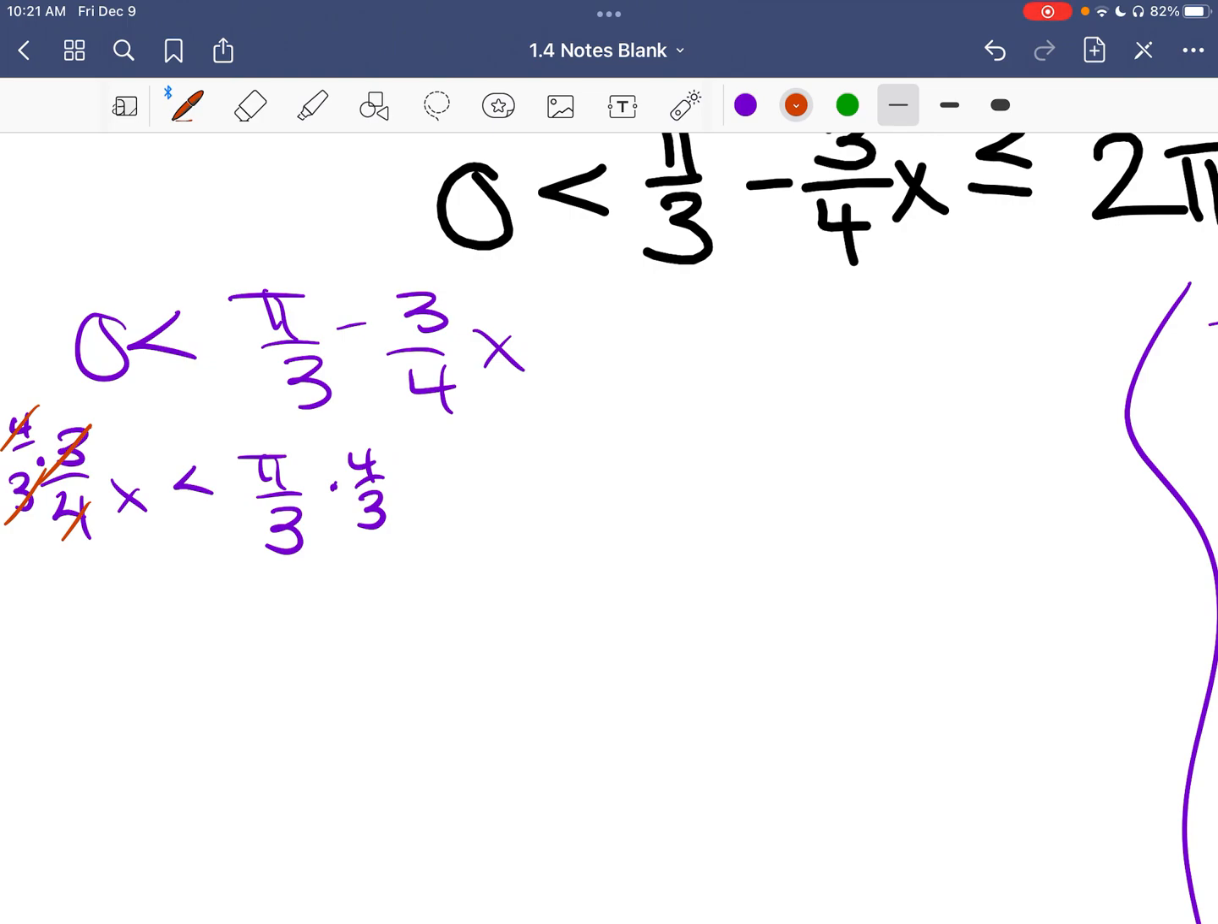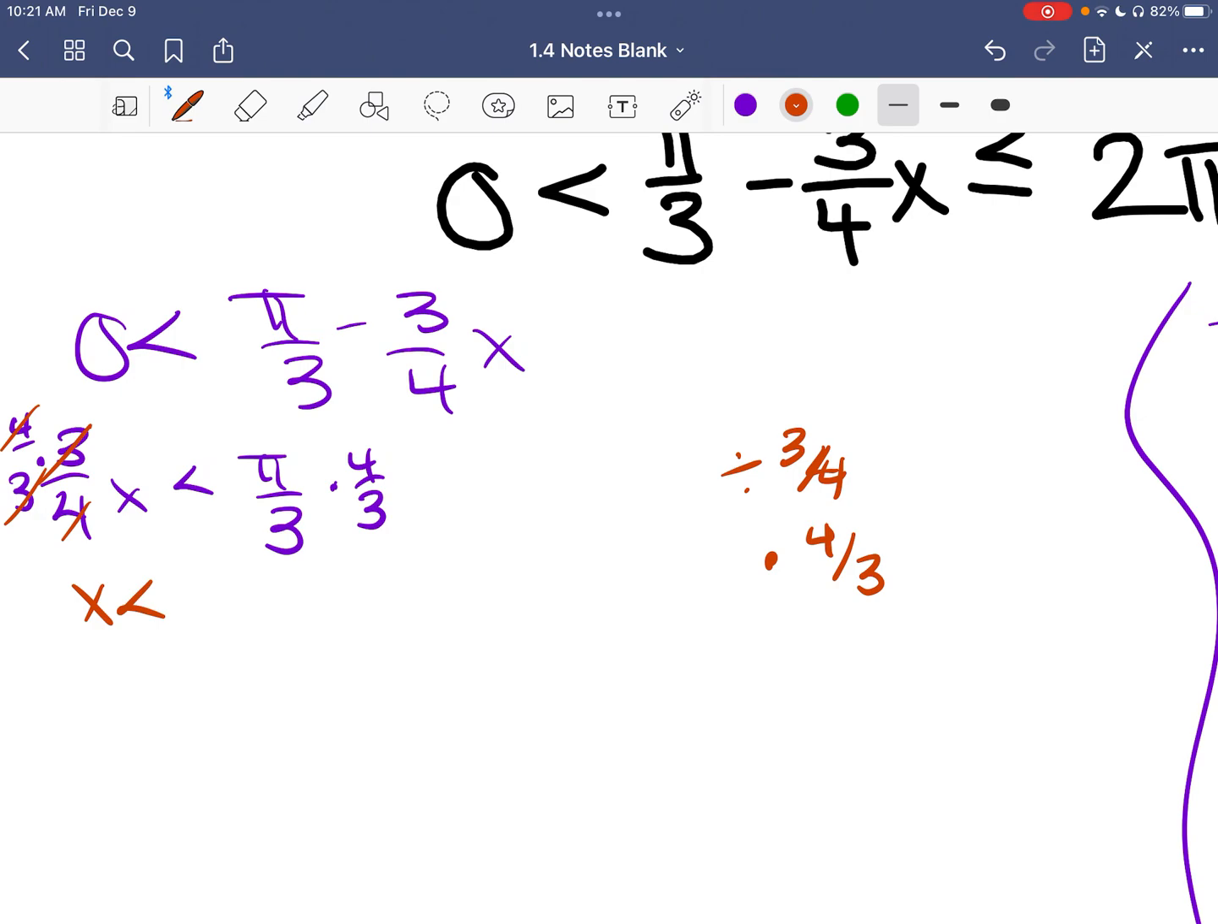Remember, you could also divide by 3/4 on both sides, but if you're dividing by 3/4, you're still at the end of the day going to be multiplying by 4 over 3. The other thing you could do is start by multiplying 4 to both sides and then dividing by 3 in a separate step.